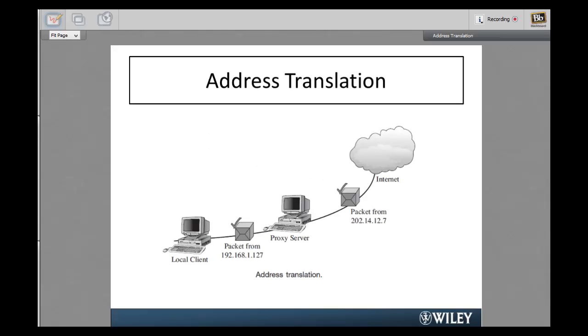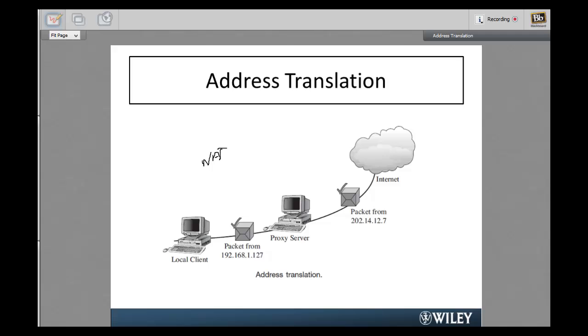Now let's move on and talk about address translation. So we have seen the meaning of NAT. NAT means network address translation, and it's the process in which the address of your devices is translated to another address when it goes outside to the internet traffic.